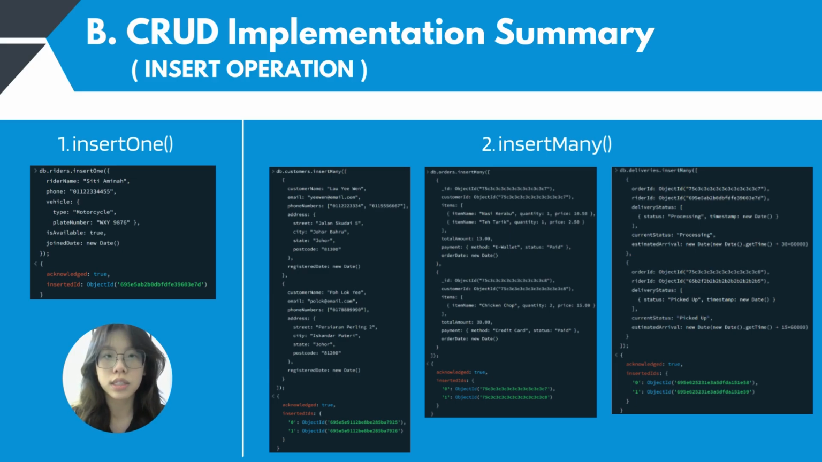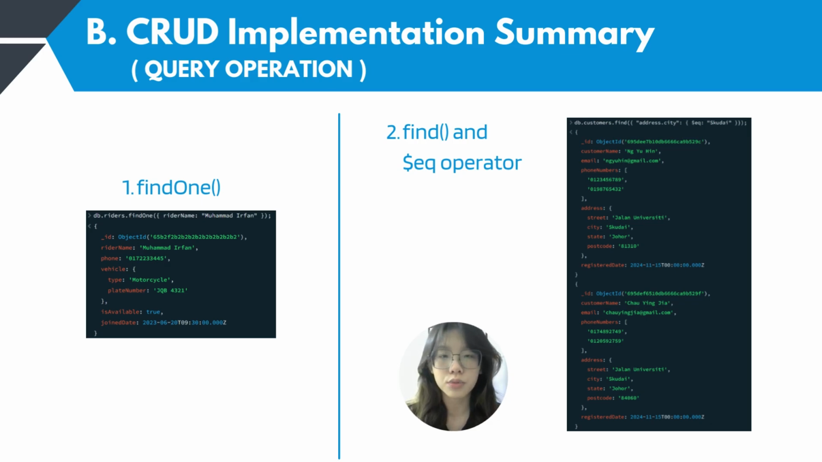Next, we use the insertMany method to populate our customers, orders, and deliveries collections simultaneously. This demonstrates the efficiency of NoSQL in handling bulk data entry. Next, for query operations, we implemented several filters to retrieve meaningful data. We use the findOne method for specific lookups like finding a rider by name. To filter data, we use comparison operators like the equal operator to find customers whose address is in Skudai.